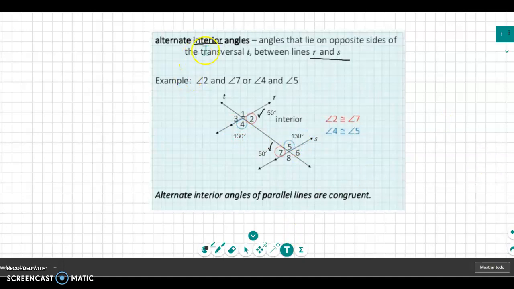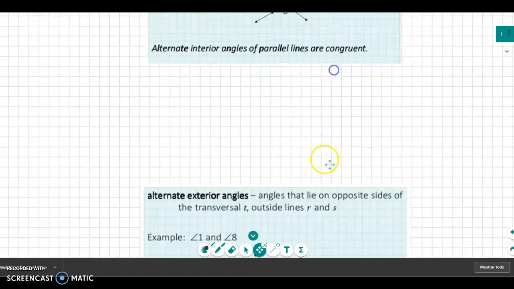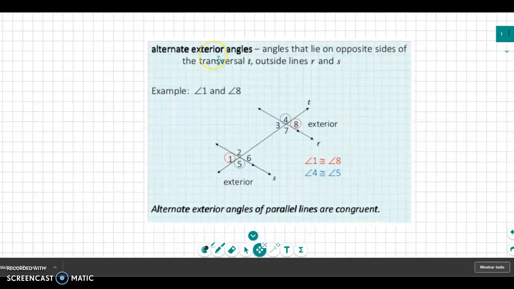They are alternate interior because they are inside, between the parallel lines. Here is the space inside the parallel lines. And they are congruent because they are equal. They have the same measure. Angle 2 equals angle 7, and angle 4 equals angle 5. They are alternate interior angles. Let's continue with the other type of angles, which is alternate exterior angles.